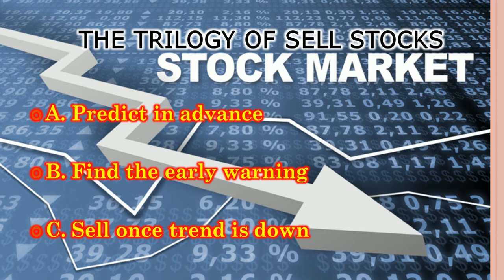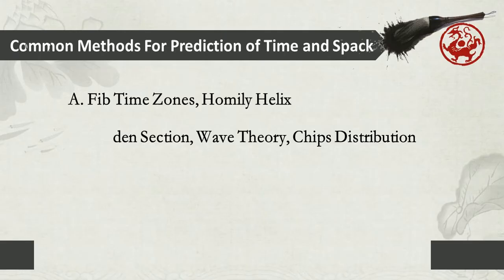The second one, you should find the early warning. Okay. The last one, sell once trend is down. So if you see the stock go from uptrend to downtrend, you'd better sell first. Okay. So this one you should remember the 3 points. Predict in advance, find the early warning, and sell once trend is down. Okay. So let's see this one.